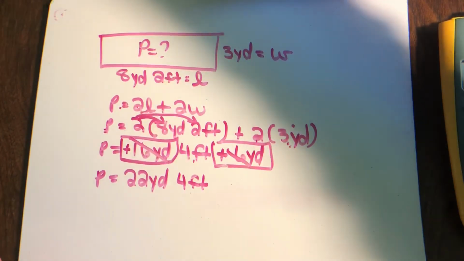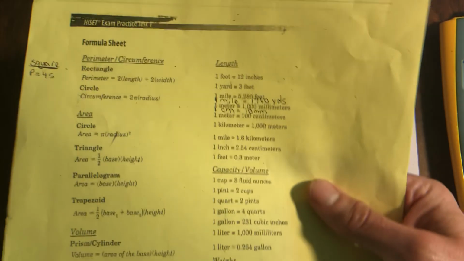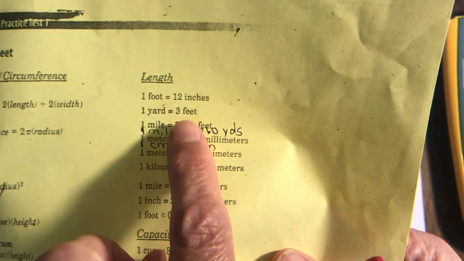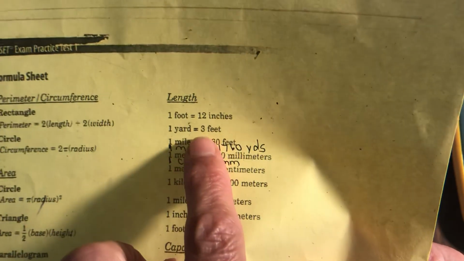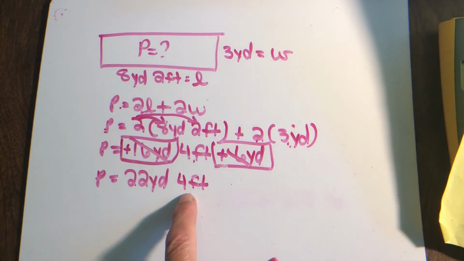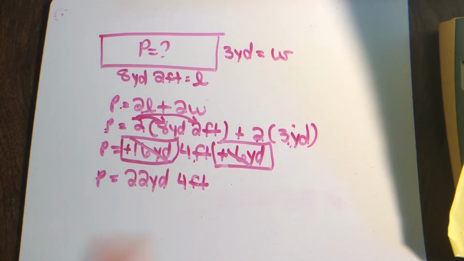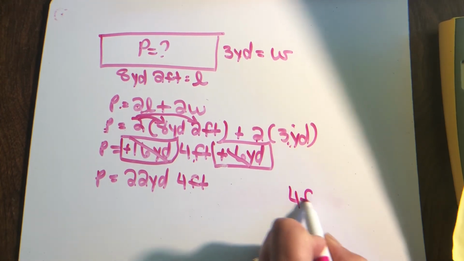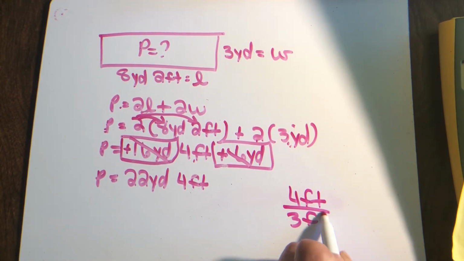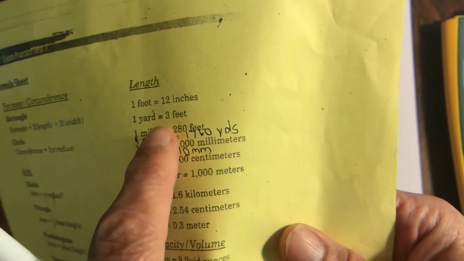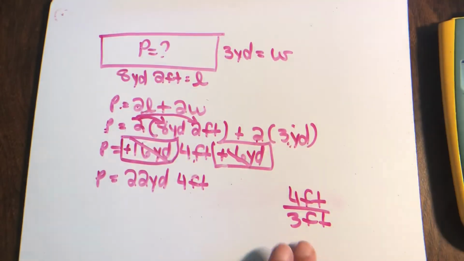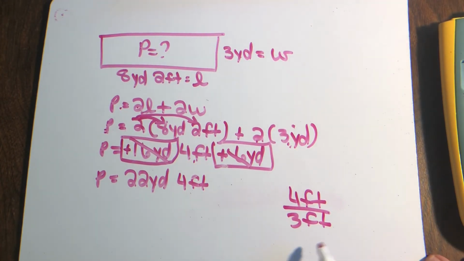But wait, there's more. Go check your feet over here on the right side. And what is your limit before you start making yards? 3. Are you over or under the limit? You're over. So that means I got to come over to the side and change it, making that improper fraction. The limit is the one that's going to go on the bottom. Go back and watch that video if you need to.